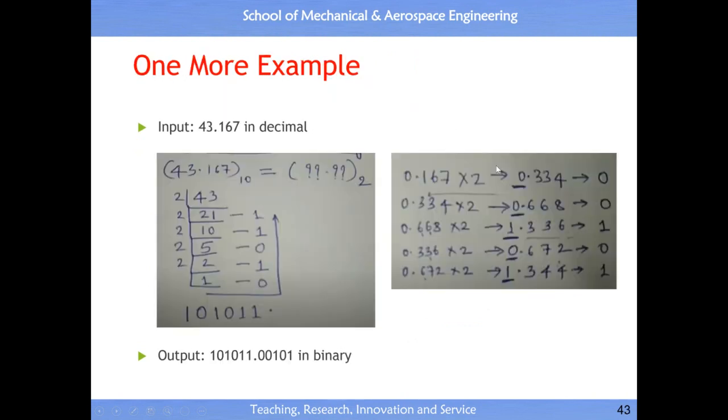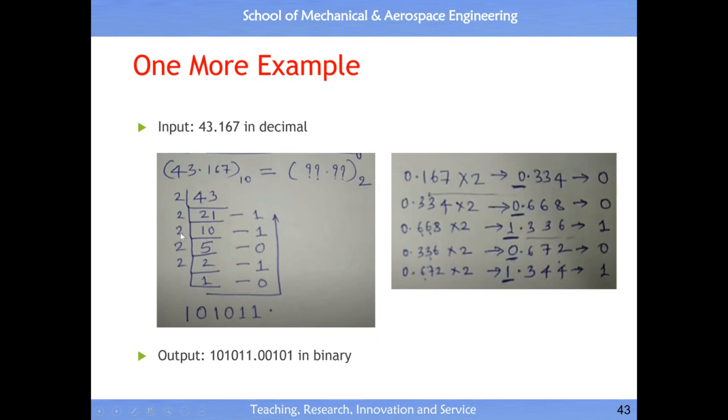All right, and here is one more example. If we have a real number in decimal, let's say 43.167, then we must do the conversion separately. One for the integer part, another for the fractional part. For the integer part, we just do a series of divisions. 43 divided by 2, we get a quotient with a remainder. Then this remainder is at position 0.